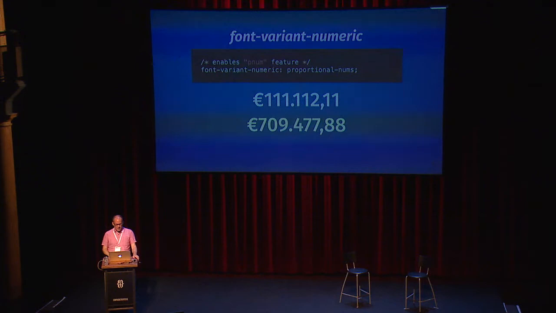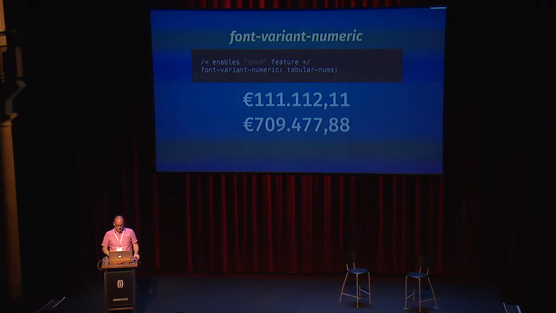The font variant numeric property allows you to control exactly how numbers look. Typically, the default for most fonts is to have proportional numbers, so that when you see numbers within body text, it looks nice within that context. But when you have a table like this, you can see where the places don't really line up very nicely. So it would be nice to have a way of monospacing these digits, and that's what the tabular variations give you.